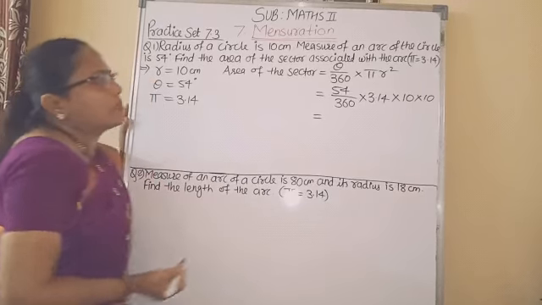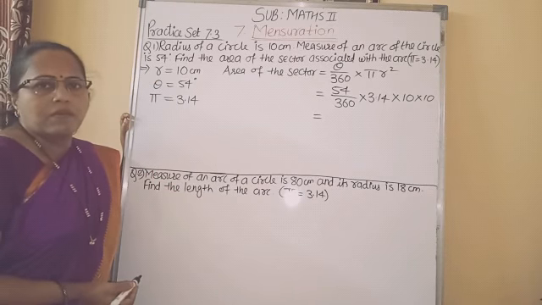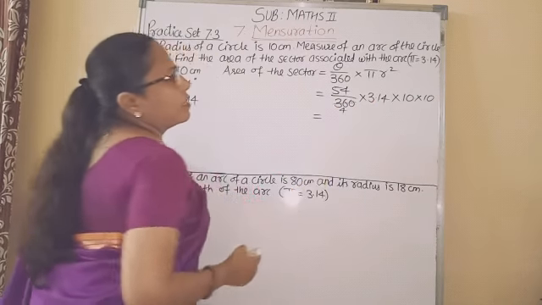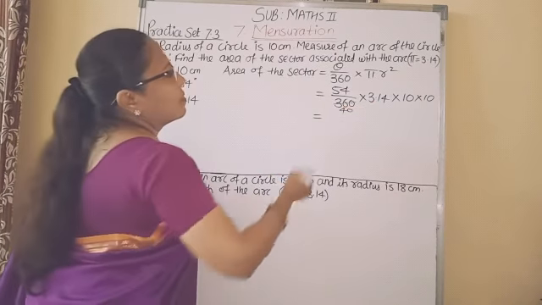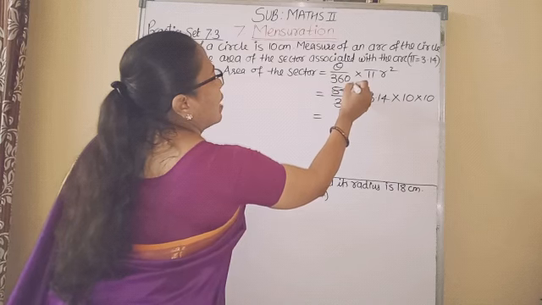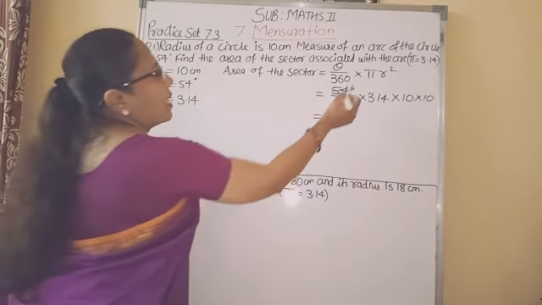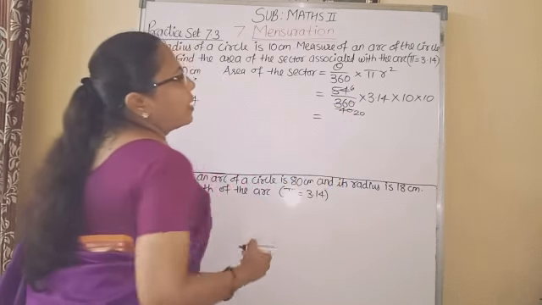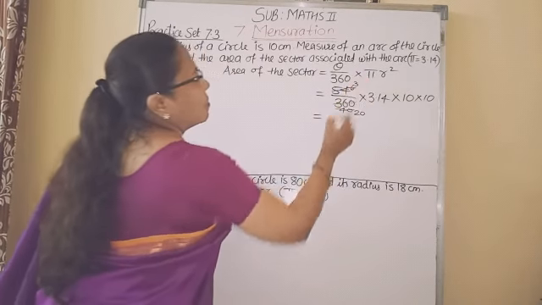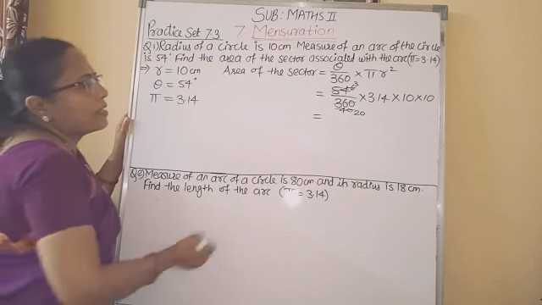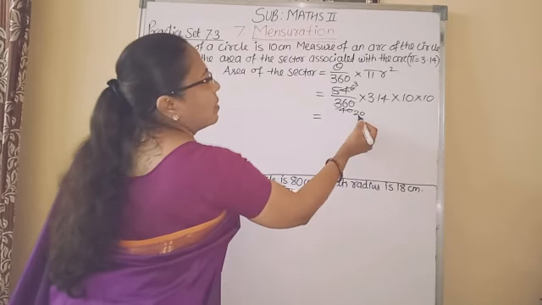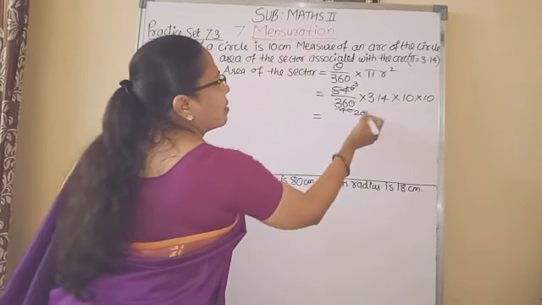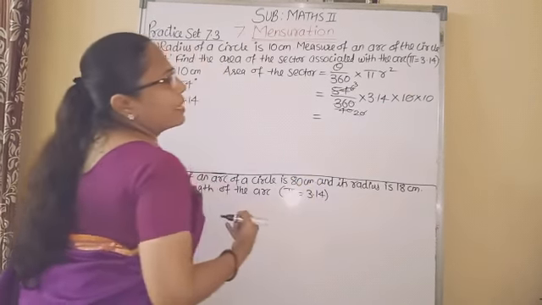54 and 36 comes in which table? 9, correct. 9 4s are 36 and 9 6s are 54. Again 6 and 40 divisible by 2. 2 20s are 40, and here 2 3s are 6. Okay, next. 20 divisible by 10. 0 0 we can cancel.